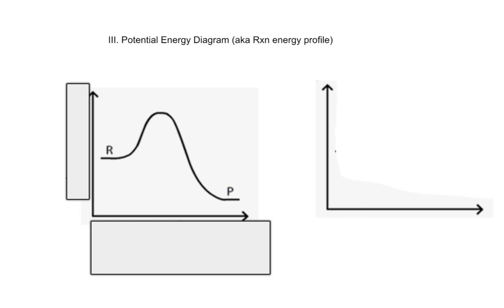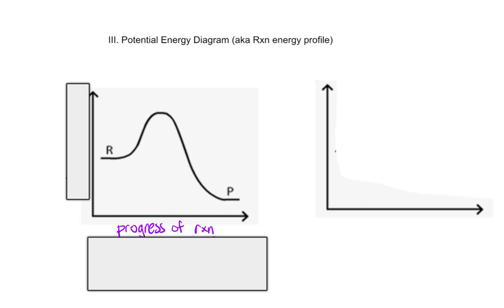We're going to look at a potential energy diagram, also known as a reaction energy profile. And the first thing we're going to do, as always, is look at our axes labels. Okay, so on the x-axis, you can actually have a few different labels. A common one is the progress of a reaction. So the R over here stands for reactants, the P over here stands for products. So the course of the reaction, progress of the reaction, that can be one label.